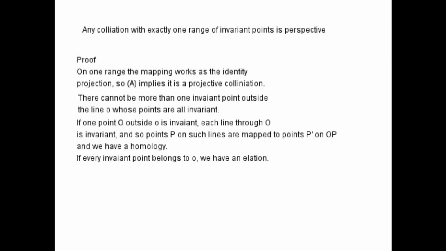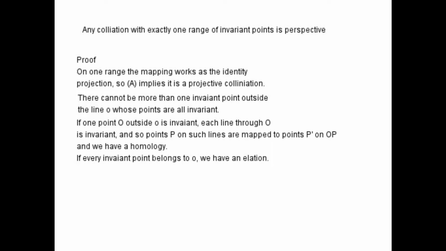Now, the other case is, of course, when this point capital O actually lies upon the line little o. In other words, if every invariant point belongs to little o. And in that case, we just have an elation.